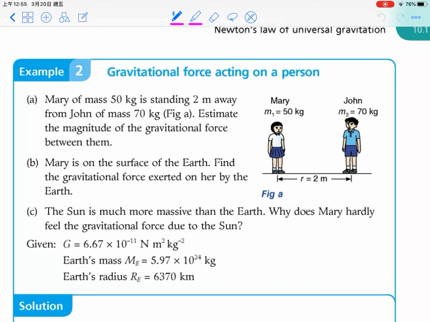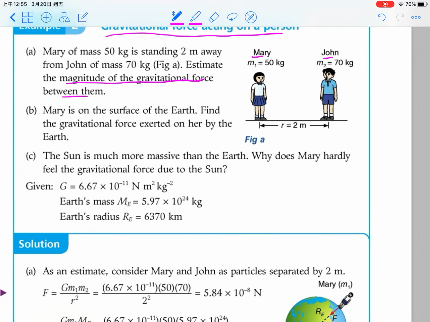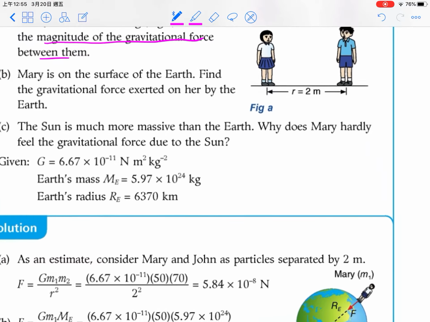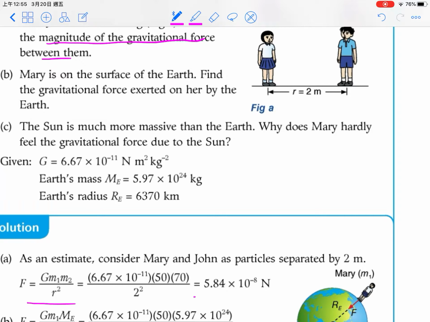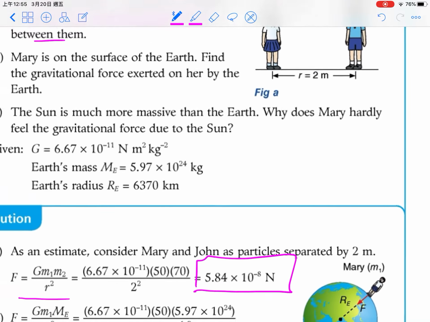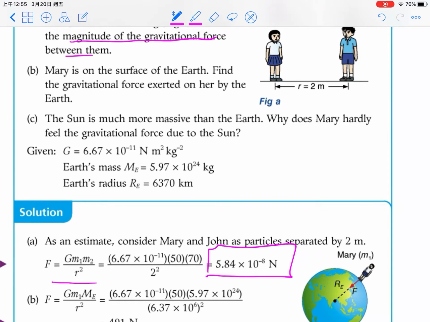Now maybe we look at example 2. Gravitational force acting on a person. You see Mary and John. What is the magnitude of gravitational force between them? The gravitational force will actually be very weak. By the equation, we get this result. Very small value, so they may not attract each other in our real world.